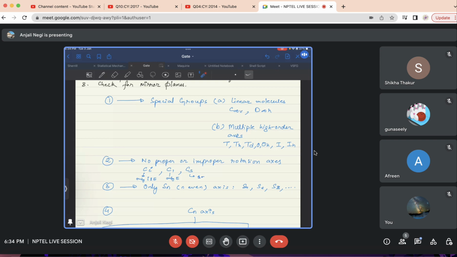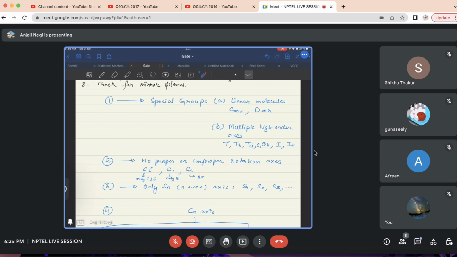The second step is where there is no proper or improper rotational axis present in the molecule. For example, it will belong to Ci, C1, or Cs type of point groups. All of them have identity for sure, the symmetry operation present in all molecules. Other than that, Cs has one sigma plane, and C1 has only identity, so that is why it is C1, and Ci has only I and E.